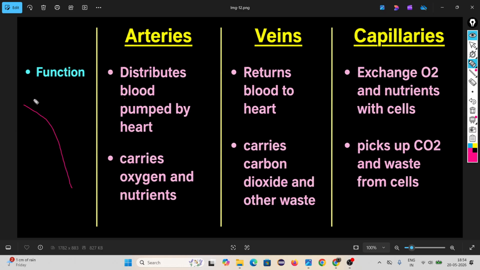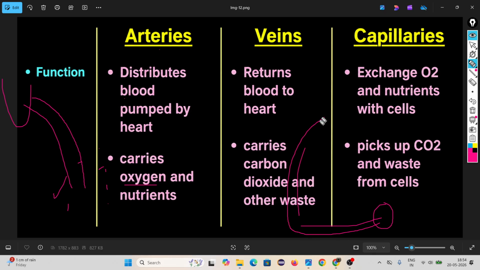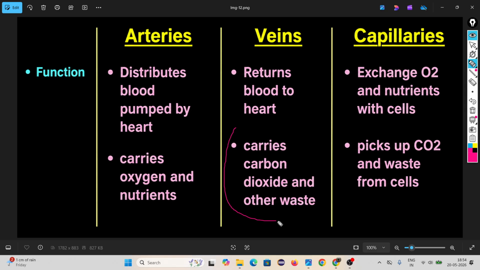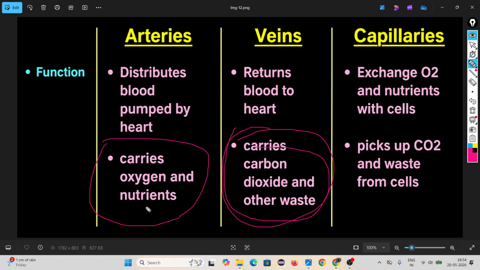Whatever the blood is, it is sent by the heart and it should be distributed, meaning sent to all parts of the body's cells. And remember, the blood carried by arteries is oxygenated blood. Veins return blood to the heart from the cells. Veins carry carbon dioxide and other waste. Arteries carry necessary things, veins carry unnecessary things.